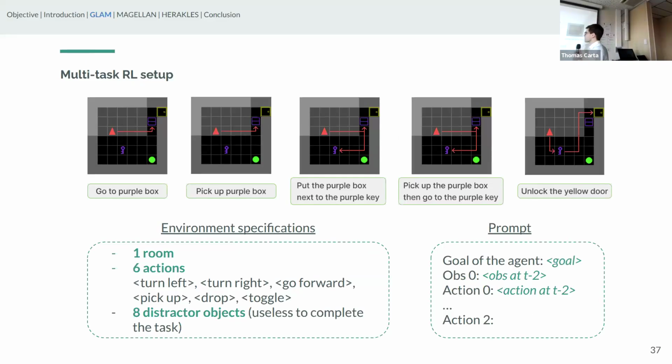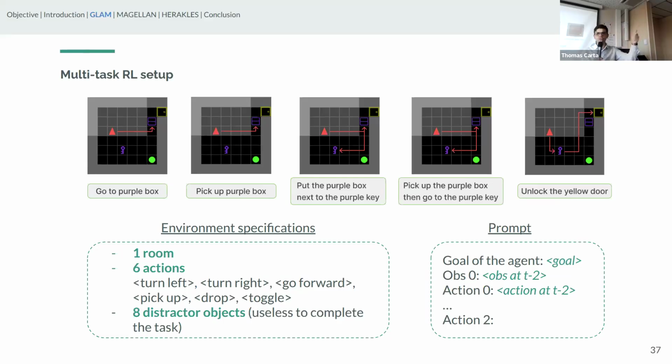We tested our method in the BabyAI text environment that contained 5 kinds of goals. The first one is go to an object. The second one is pick up an object. The third one is put an object next to another object. The fourth one is pick up an object, then go to another object. And finally, unlock a door, which requires that you first get the correct key.